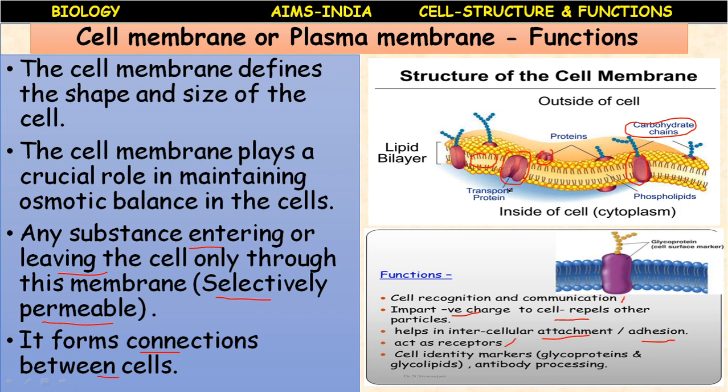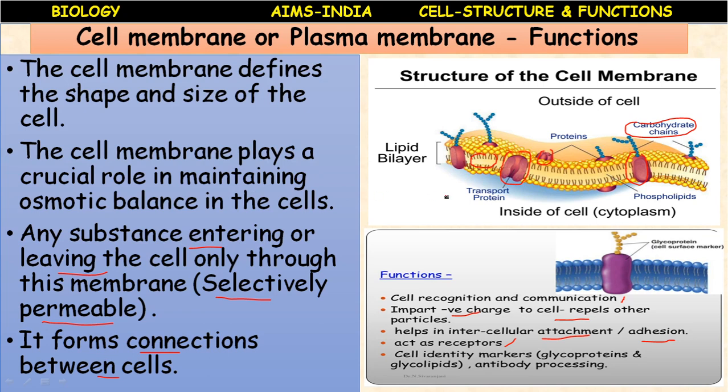The antibody processing takes place. That's the reason why whenever any foreign particle tries to enter into the cell, first these proteins, the glycoprotein layer and the glycolipid layer, detect those antibodies.